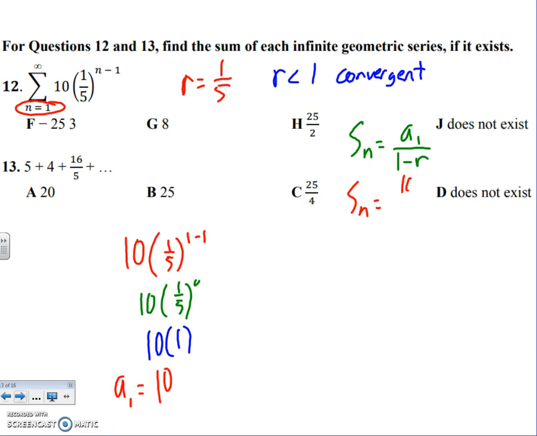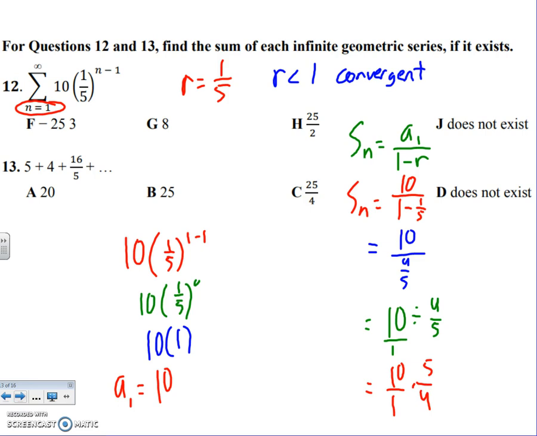So 10 goes here over 1 minus r. We can figure that out. It's pretty easy. That's 10 over 5 over 5 minus 1 over 5, which is 4 over 5. If I have a fraction, I can do 10 divided by 4 over 5. We know you don't divide by fractions, you multiply by the reciprocal. So this is really 10 over 1 times 5 over 4. That gives me 50 over 4, which reduces to 25 over 2. That is our sum. That is H.